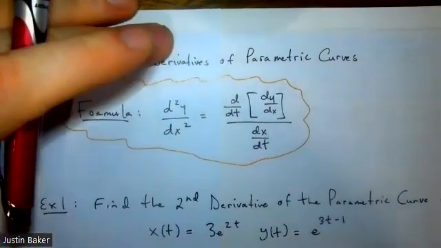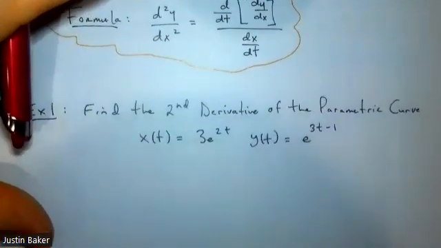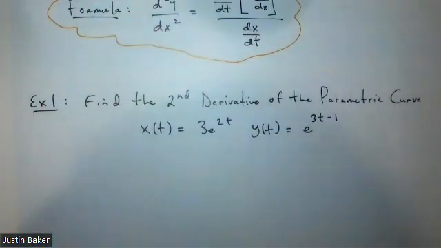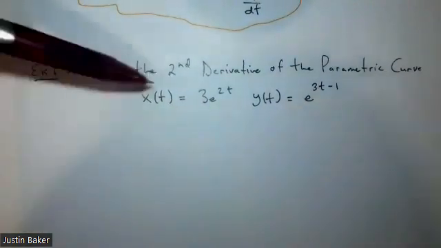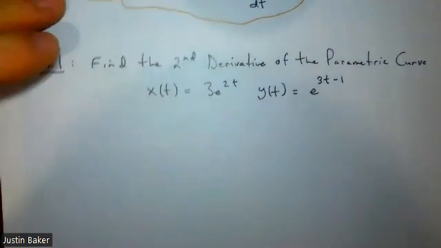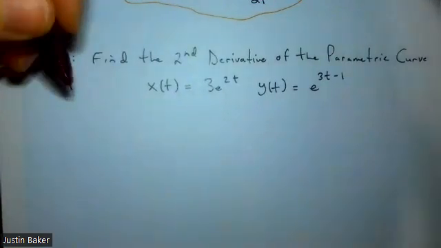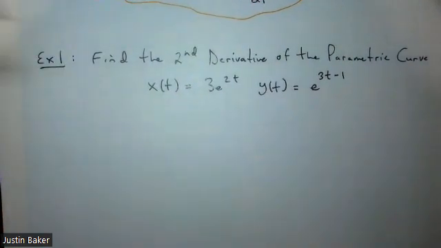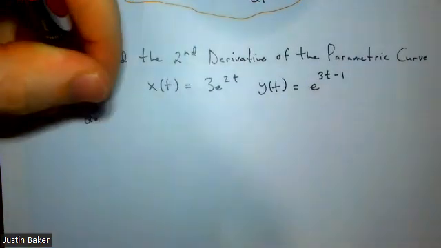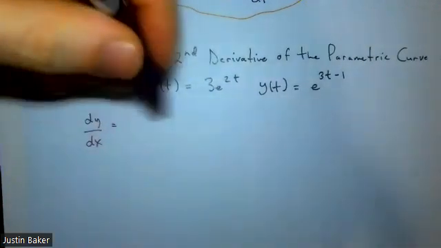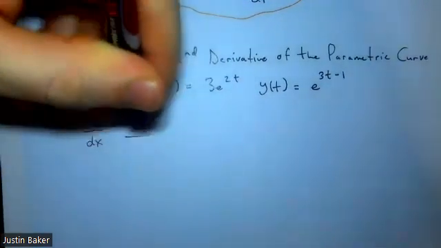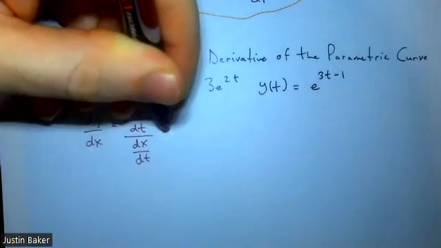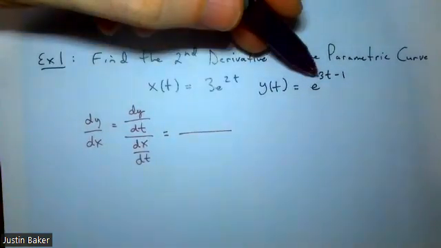With that said, let's have you go ahead and write this down, and we'll do this first one together, and then I'll give you some time to try one on your own. They're pretty straightforward. If we're going to find the second derivative, we should probably start by finding the first derivative. Remember our formula, dy/dx is equal to dy/dt over dx/dt.